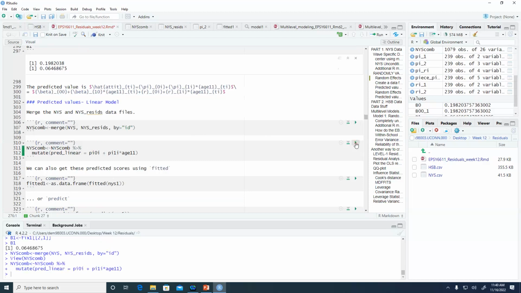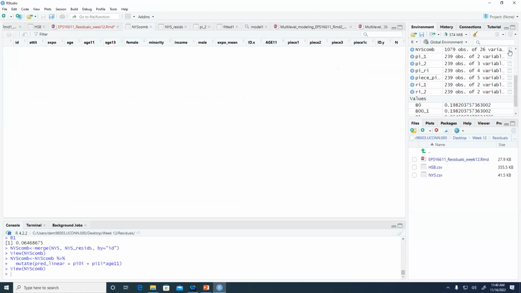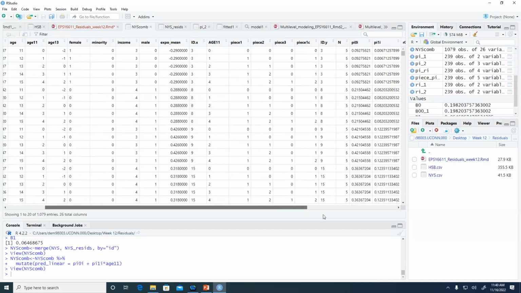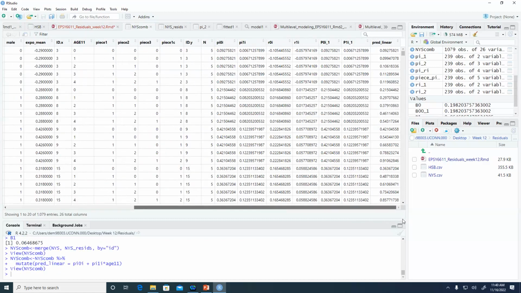So let's run this. Okay, and now I want to look at NYS combined. Whoops. And here you go. So you can see that now I actually have this, again, using their own coefficients, right? I actually have this person's predicted score.